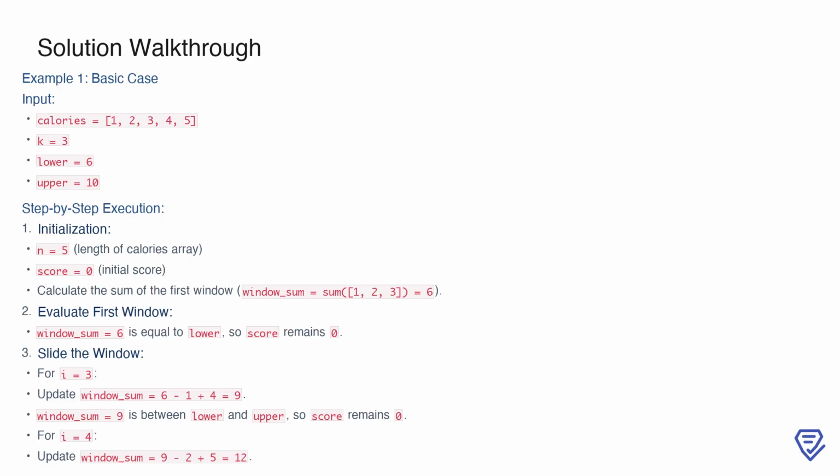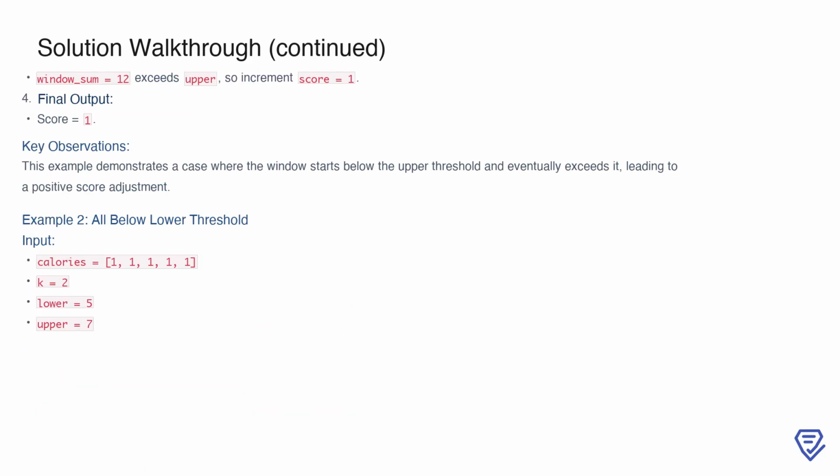Then, we slide the window again to include the next set of elements, updating the window sum to 9 minus 2 plus 5 is equal to 12. Now, the window sum of 12 exceeds the upper threshold of 10. This means we need to increment the score by 1, resulting in a final score of 1 for this example.